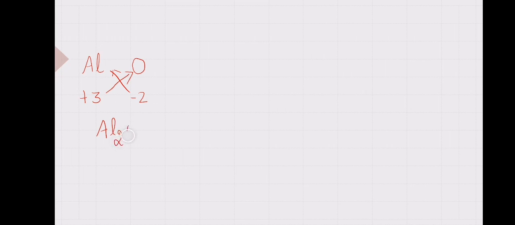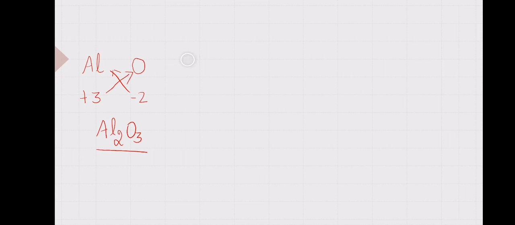Now, let us see aluminium oxide. Aluminium symbol is Al. For oxide, it is O. For aluminium, it is +3 charge and the charge for oxide is -2. Let us crisscross their valencies. We get Al2O3. So this is the formula for aluminium oxide.